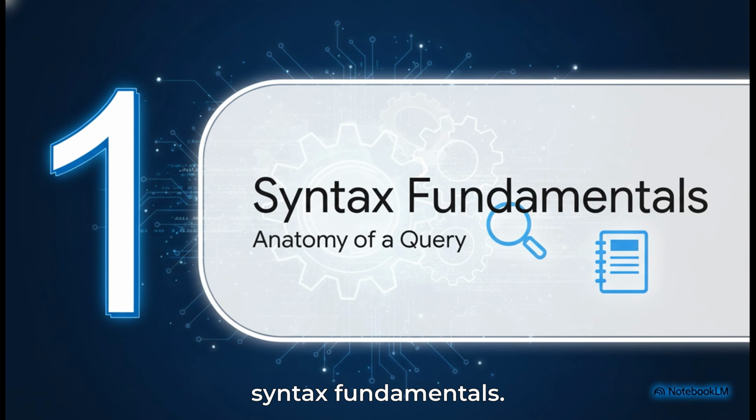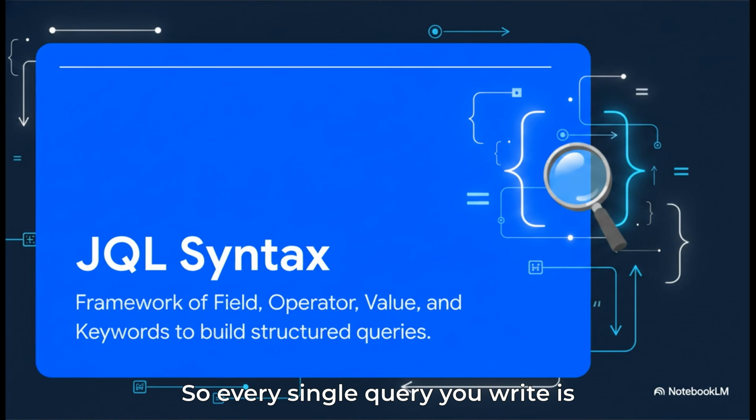Section 1. JQL Syntax Fundamentals. So every single query you write is going to consist of 4 core parts. First, you've got the field. This is the data point you're actually searching for, something like priority or a status. Second is the operator, which defines the relationship, think equals or is greater than. Third is the value. That's the specific data you're trying to match, like high or in progress.